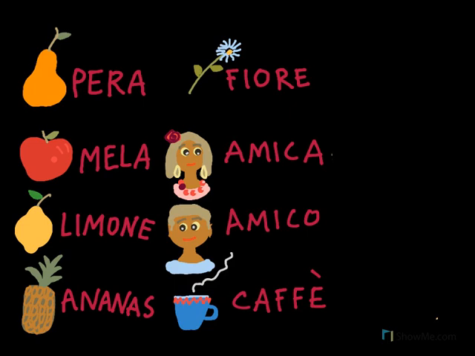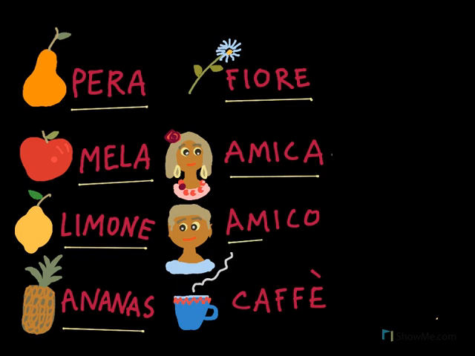Okay, let's do that. So we have here pera, a pear; mela, apple; limone, lemon; ananas, and it is the pineapple; fiore, flower; amica, a friend; amico, friend; caffè, coffee. Alright, the rules are, if you remember, if a word in Italian ends on a, most likely, but not always, it will be feminine. So the definite article will be la. Mela will be la mela.